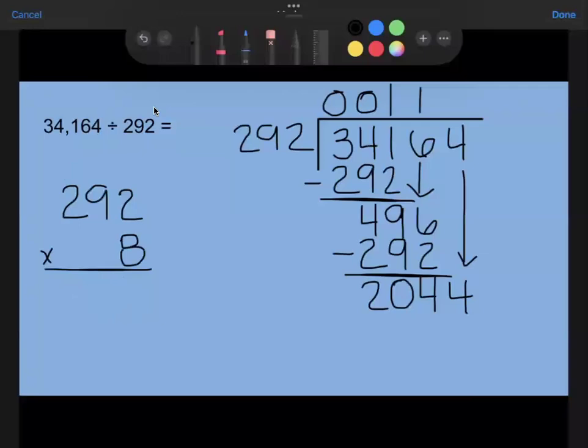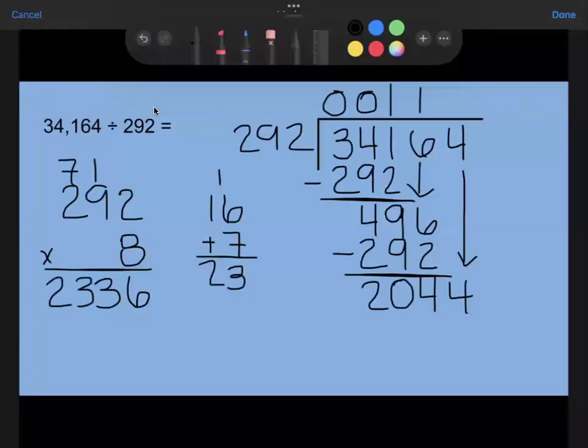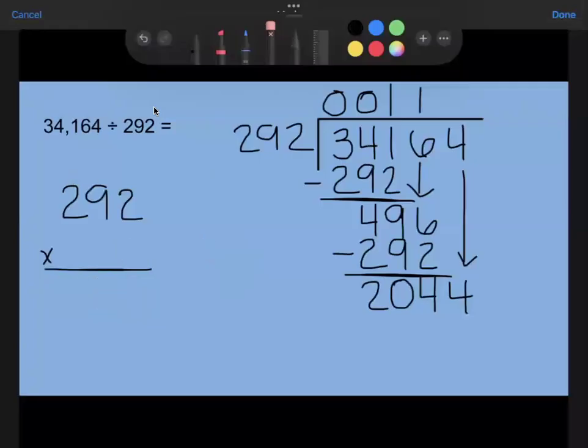2 times 8 is 16. Then 9 times 8 is 72, plus 1 is 73. 2 times 8 again is 16, plus 7. And that would give me 23. Unfortunately, that's still a little too big compared to 2044. So I'm going to have to go down. Let me go ahead and take this away and this. So that was 8. Let's try 7.